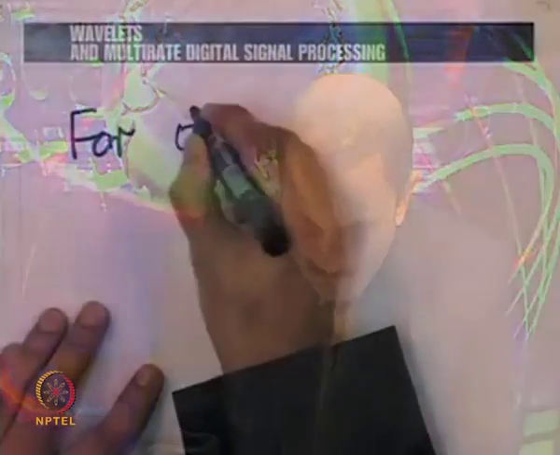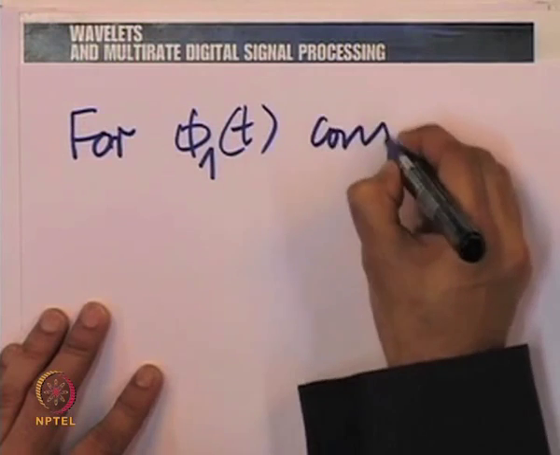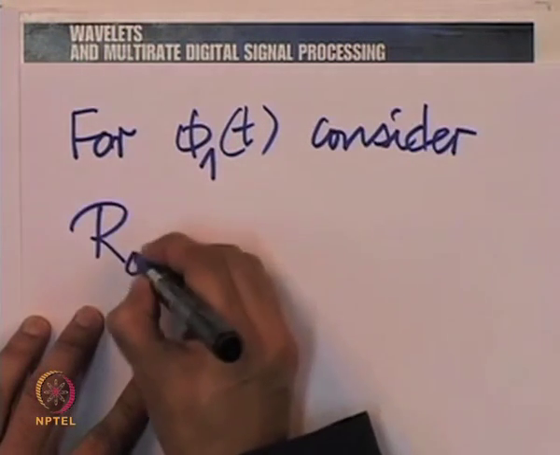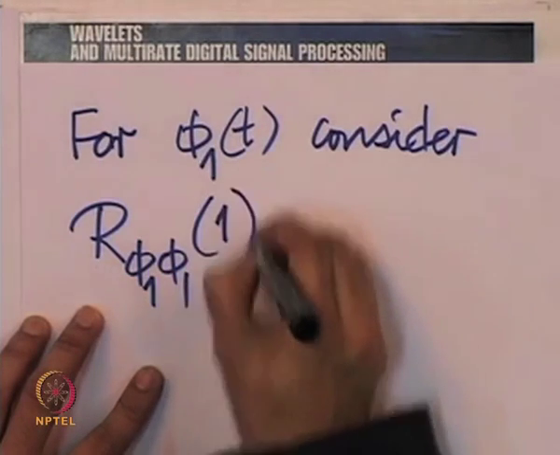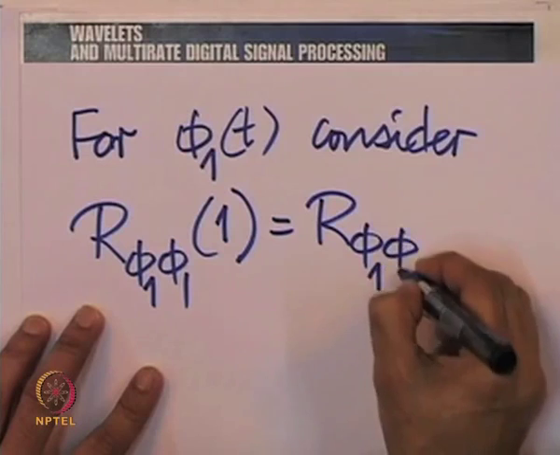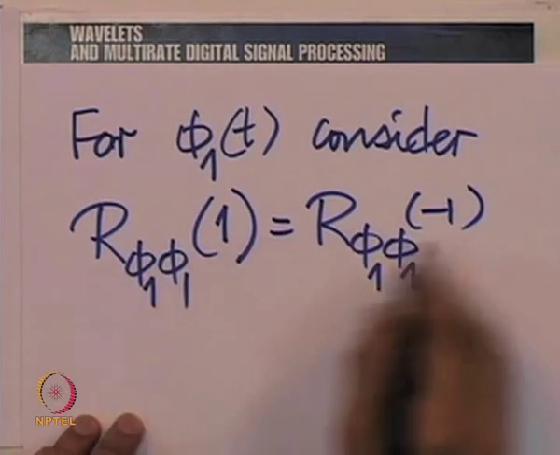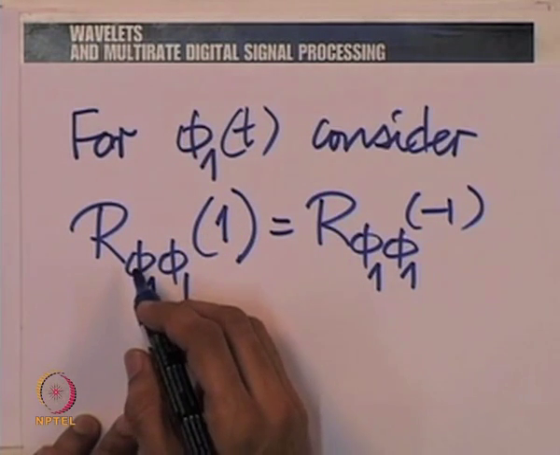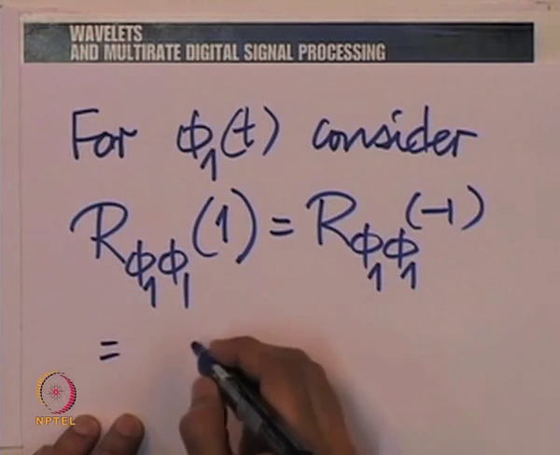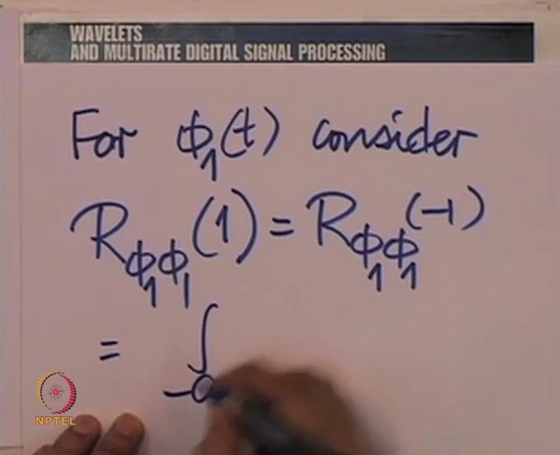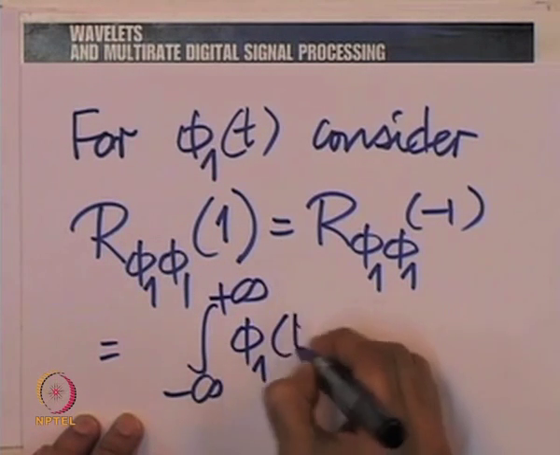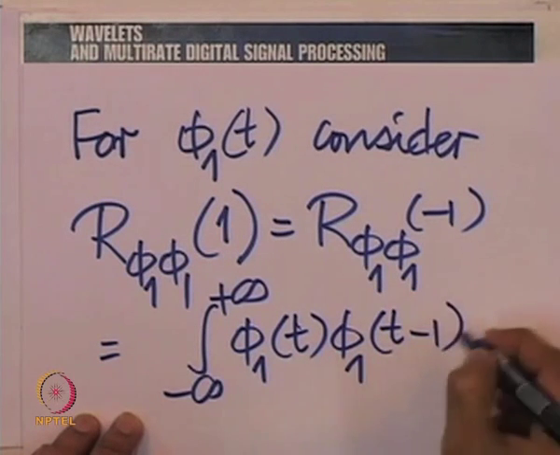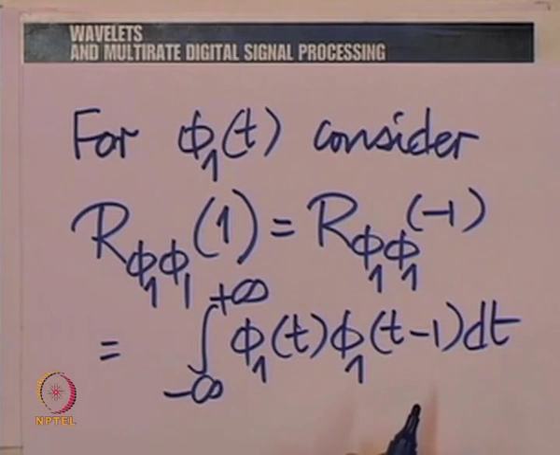So, consider for phi 1 t in this case, the autocorrelation r phi 1 phi 1 evaluated at 1 and minus 1. It is not at all difficult to see that they are equal. Shifting by plus 1 and taking the dot product, or shifting by minus 1 and taking the dot product, they give you the same answer. And this is essentially equal to the integral from minus to plus infinity of phi 1 t phi 1 t minus 1 dt, which I shall calculate graphically now.